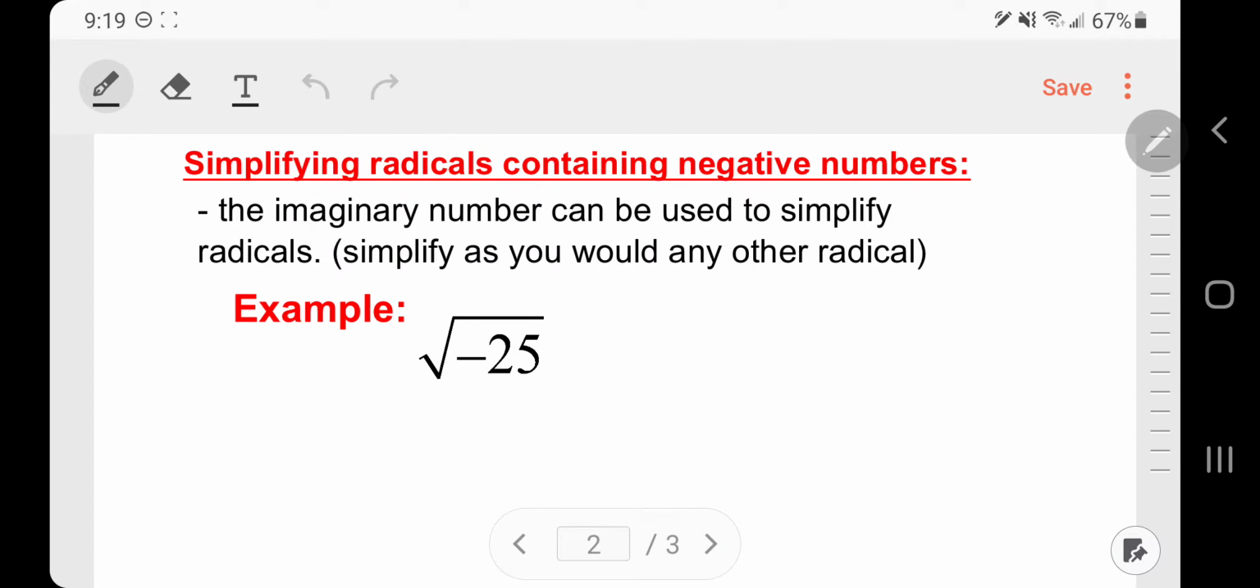Okay, so when you're simplifying the radicals, you simplify them just as we've done in the past. You're going to break them into multiples. So -25, we want to look for perfect squares. 25 is already a perfect square, so I do not have to break that apart. And -1.